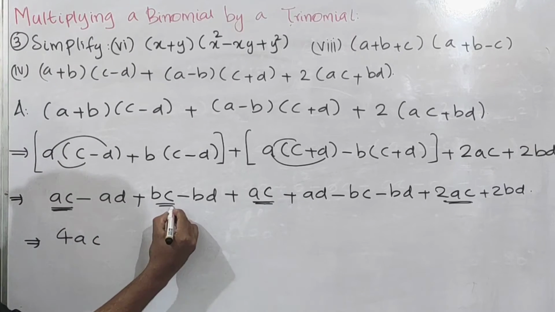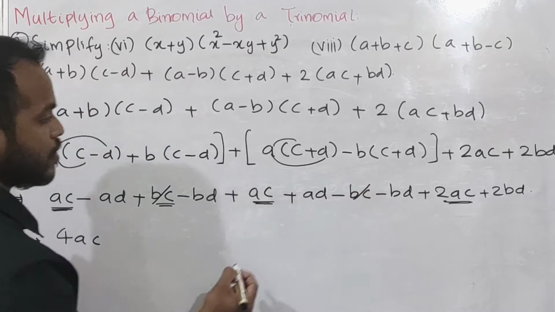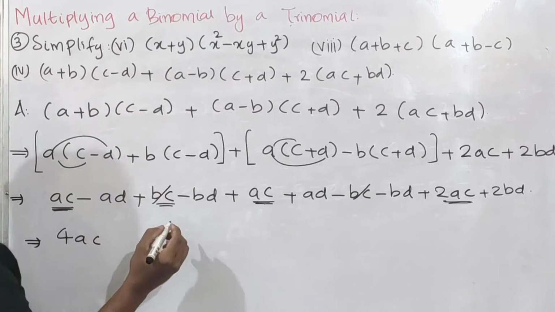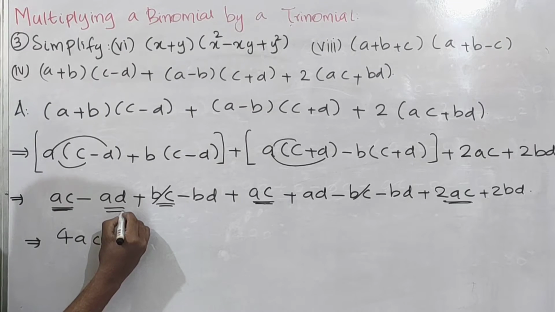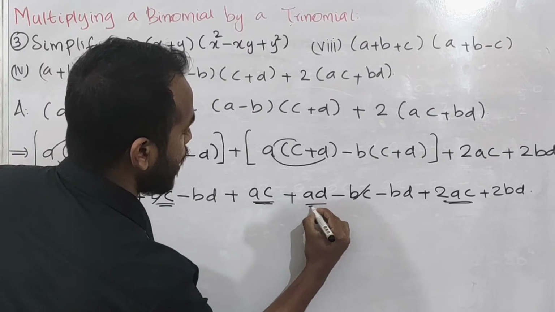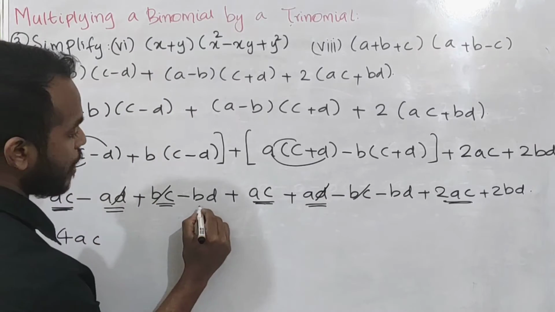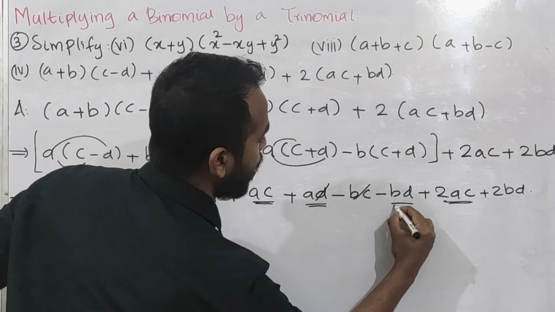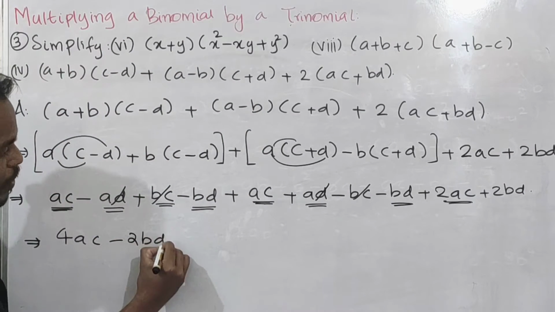Then we have a BC here. We have a plus BC. We have a minus BC. So nobody will be there. Then let's see about AD. We have minus AD here. We have a plus AD here. So we can cancel them as well. Now what is remaining? We have a minus BD, minus BD. So minus 2BD. So we'll write minus 2BD.